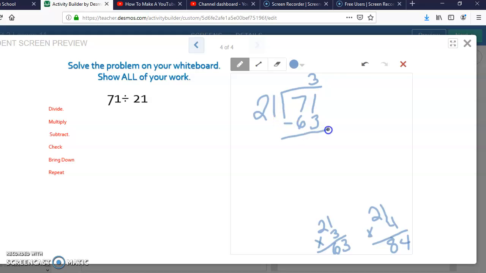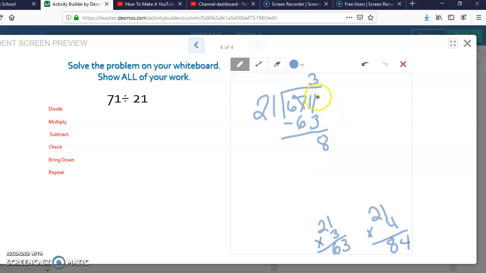I need to do some subtraction. Okay, and it looks like I need to do some regrouping. Make this a 6. All right, so now I have 11 take away 3, which is 8. And 6 take away 6, which is nothing. And I'm left with 8.